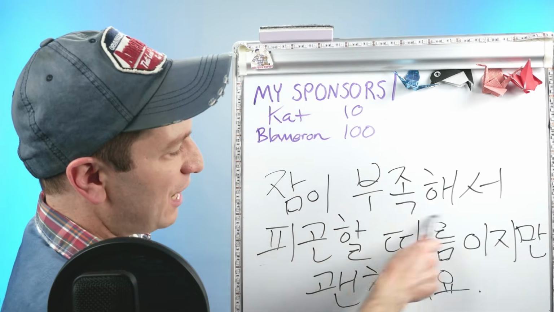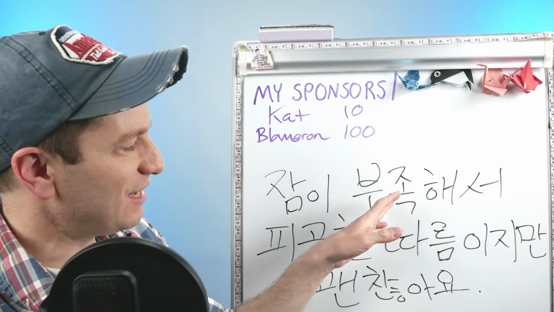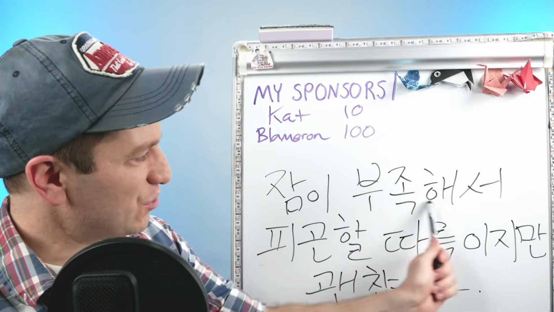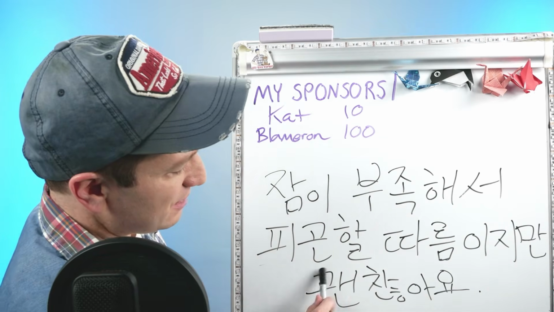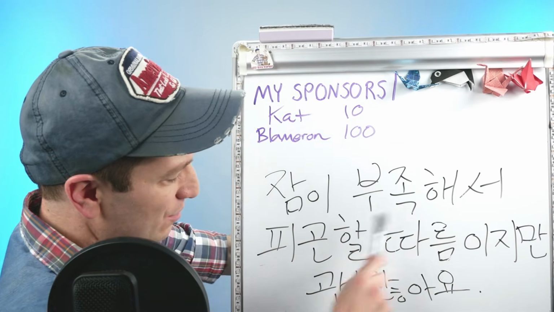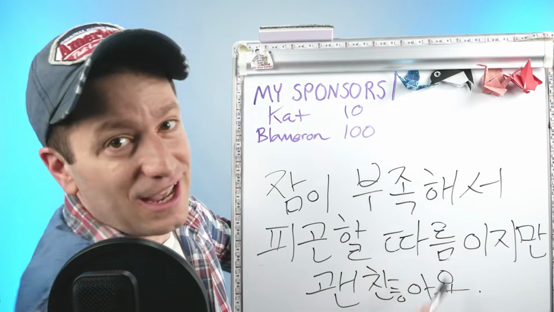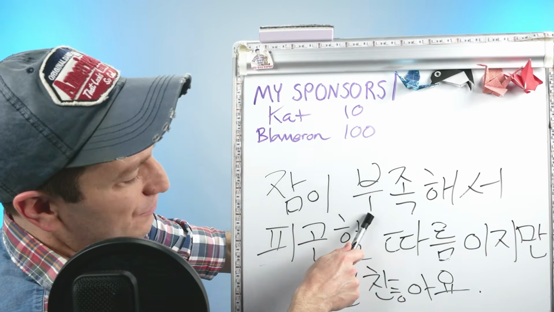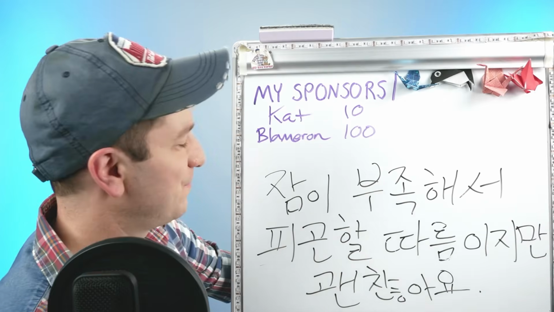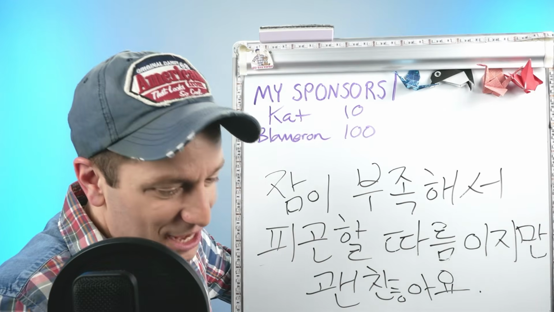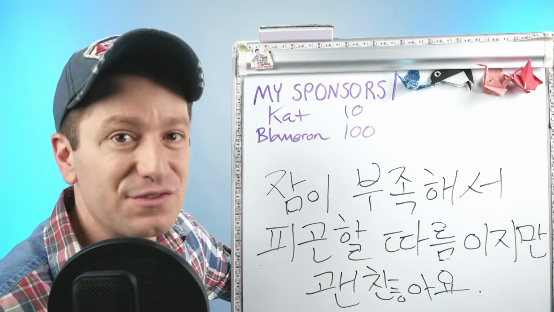잠, sleep, 부족하다, to be insufficient. So if you say something is 부족하다, it means that you don't have enough of it. 잠이 부족해서, so 잠이 부족하다 means I'm not getting enough sleep. 피곤하다, to be tired. 피곤할 따름, I'm so tired. 잠이 부족해서 피곤할 따름이지만, however, 괜찮아요. I'm okay. I'm just so tired because I'm not getting enough sleep, but 괜찮아요. I'm okay. 잠이 부족해서 피곤할 따름이지만, 괜찮아요. I'm just so tired because I'm not sleeping enough, or I'm not getting enough sleep, but I'm okay.